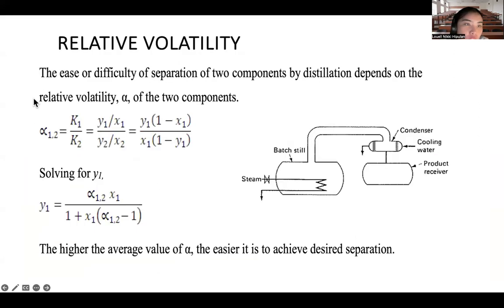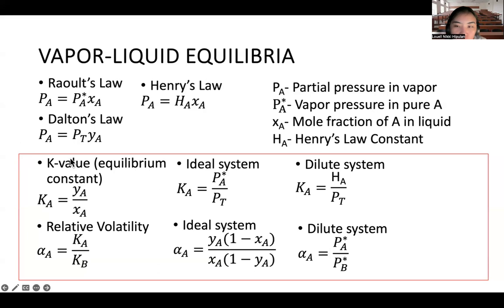So to calculate your relative volatility, you need your K value, or your equilibrium constant. For an ideal system, the K value is the ratio of the vapor pressure of that component to the total pressure. So this is the formula: the vapor pressure of component A over the total pressure in an ideal system. If you have a dilute system, the K value is the Henry's constant of your component A divided by the total pressure of your system.